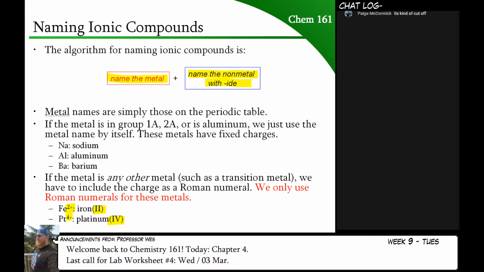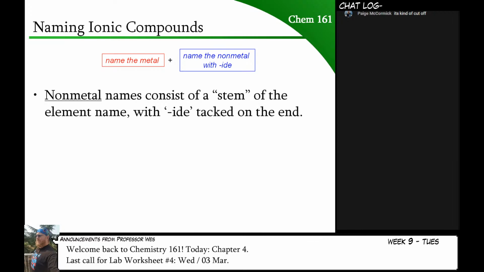How do you name the nonmetal? Well, the nonmetals on the periodic table end in whatever they end in. So, like, nitrogen would end in gen, oxygen would end in gen, etc. What we're going to do is we're going to take those nonmetal names and we're going to remove part of it and then add "ide" to the end.